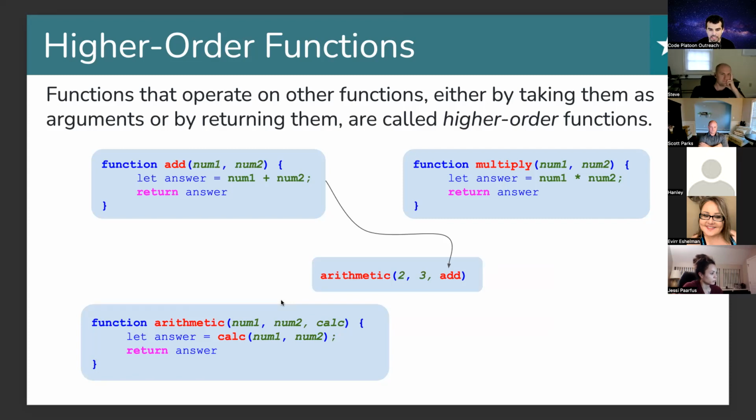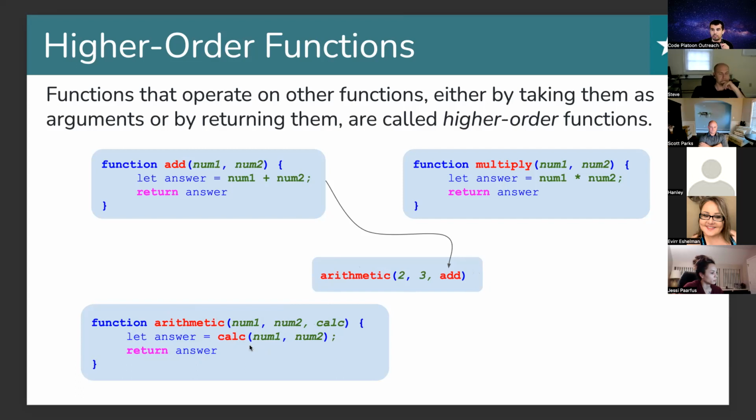If I passed in, well, can anyone tell me what the answer is to this function right here, where I have my mouse? What is this going to return right here on this line? If you follow this logic right here, what is it? Someone said it. 5. Yes, it's going to return 5 because the function arithmetic is taking in these 2 parameters and this function add and calculating them. So it's going to return 5.